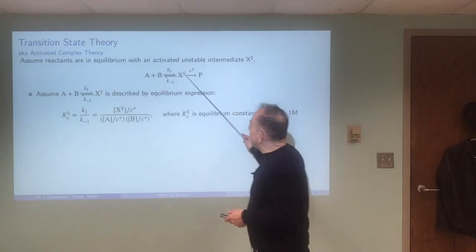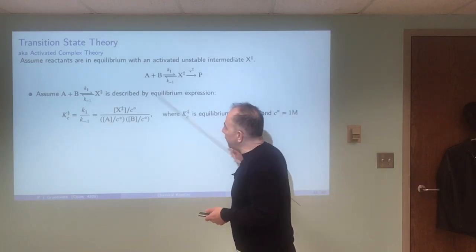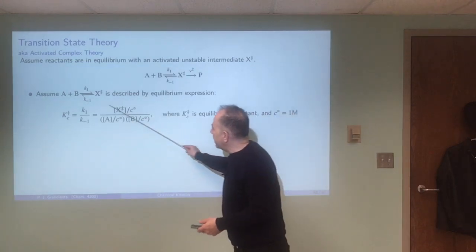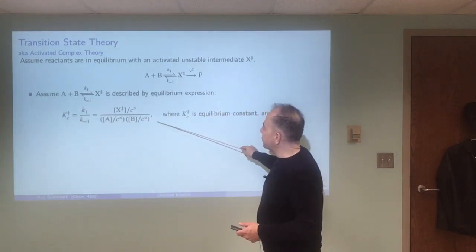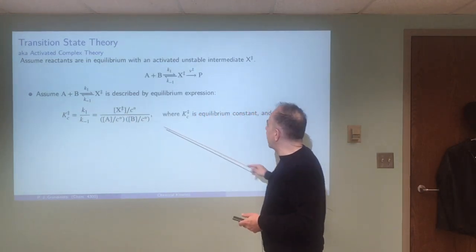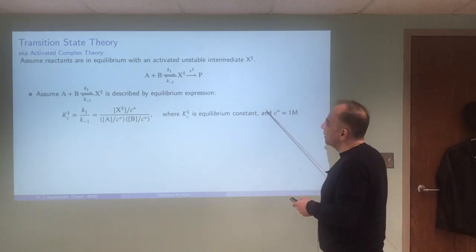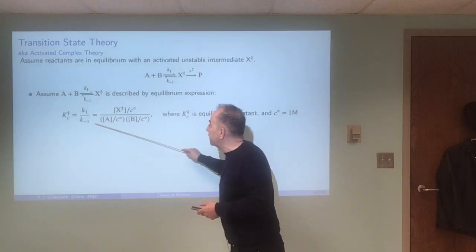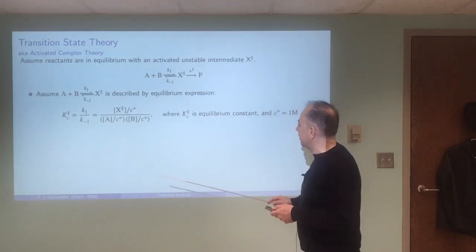So we're going to describe this part as an equilibrium. Again, this is very similar to what we saw in the previous videos. And we're going to write that equilibrium constant this way. And I'm going to scale these by 1 molar, because these are going to be in terms of concentration, an equilibrium constant written in terms of concentrations here.